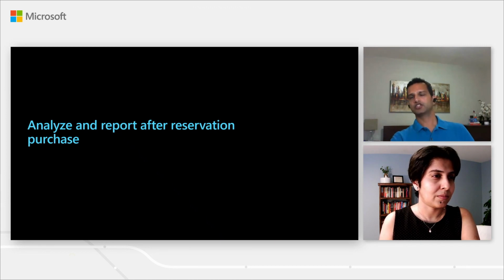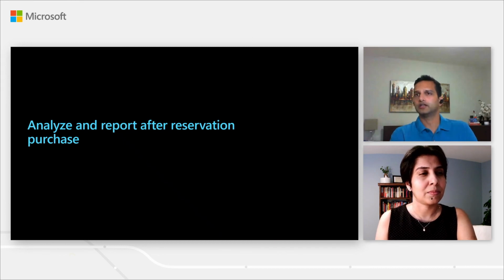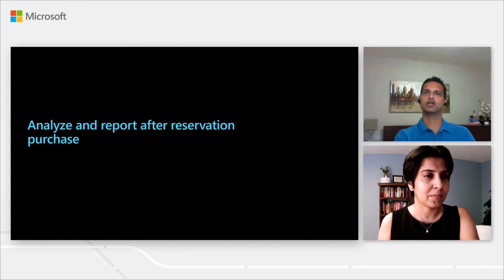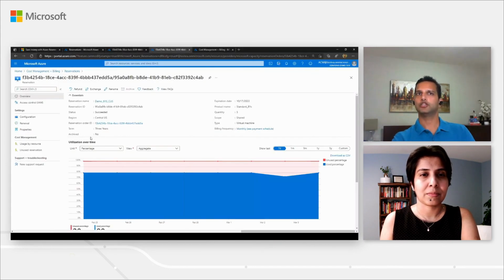Okay, we are at the last section here, which is also saving the best for last. A lot of times I get this question: I bought a shared scope reservation, and my FinOps, Central IT, or whoever purchased is paying millions of dollars for that reservation. How do I charge back, show back for the usage?